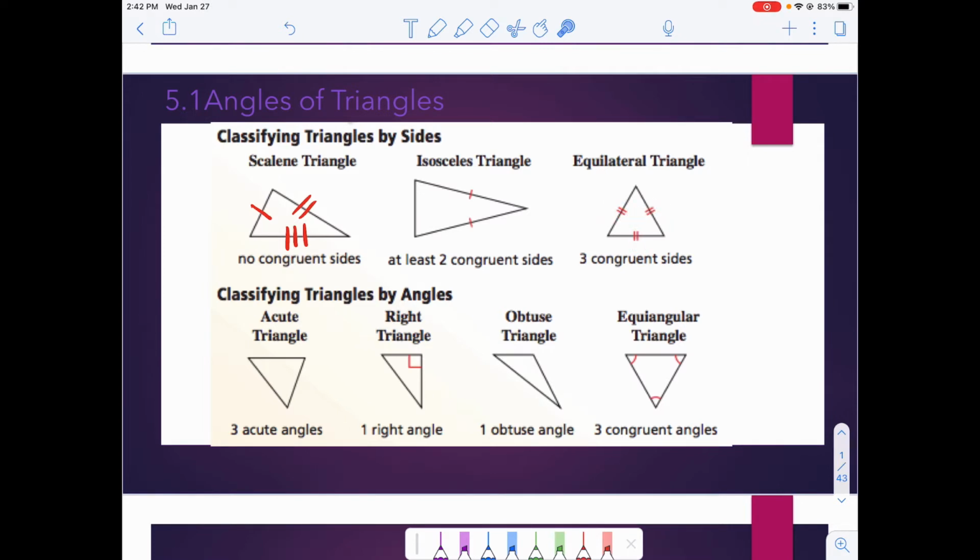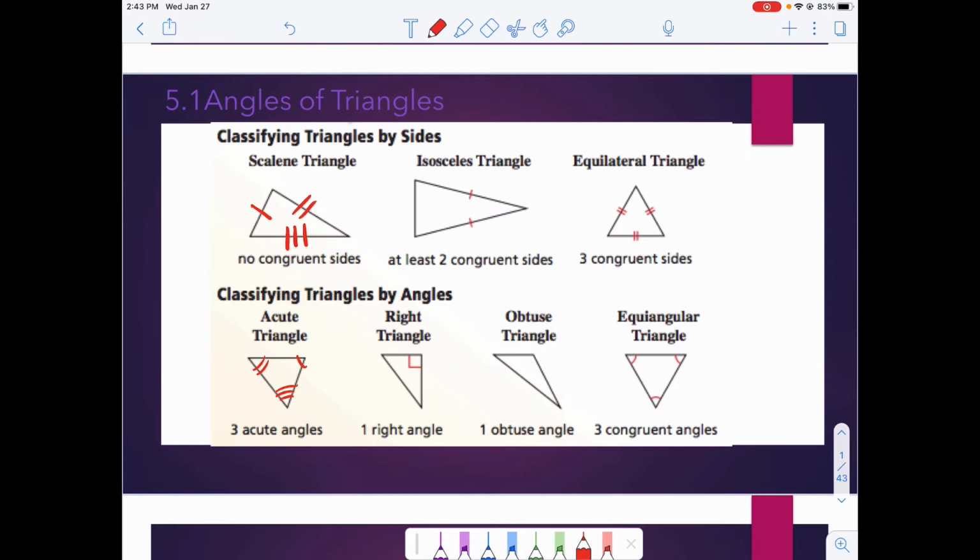Well, let's jump into the next way of classifying triangles, by angles. Now for angles, with an acute triangle, we're talking about all of these angles having to be less than 90 degrees. That's what makes it an acute triangle. Do they have to be congruent to each other? No, they just have to be less than 90 degrees.